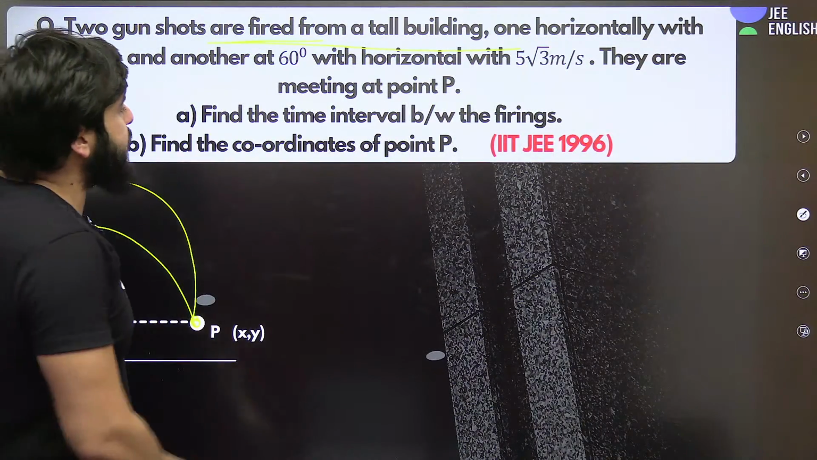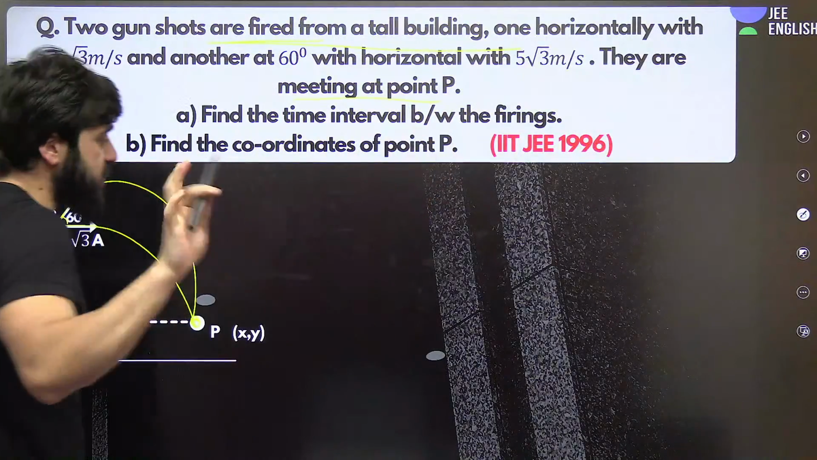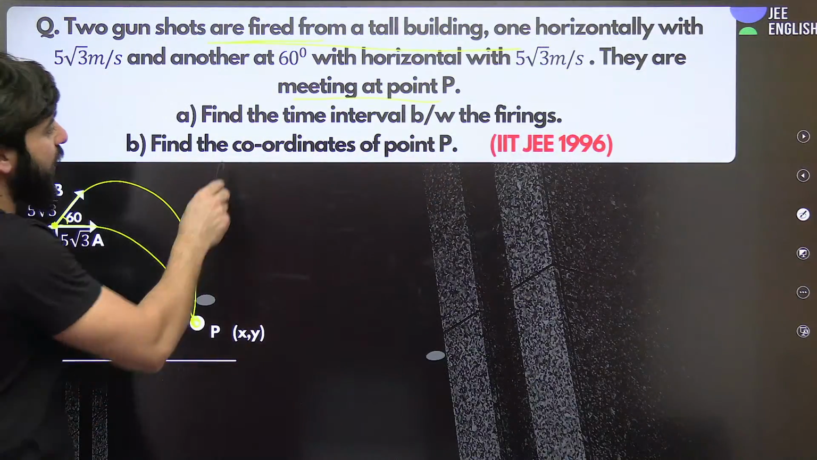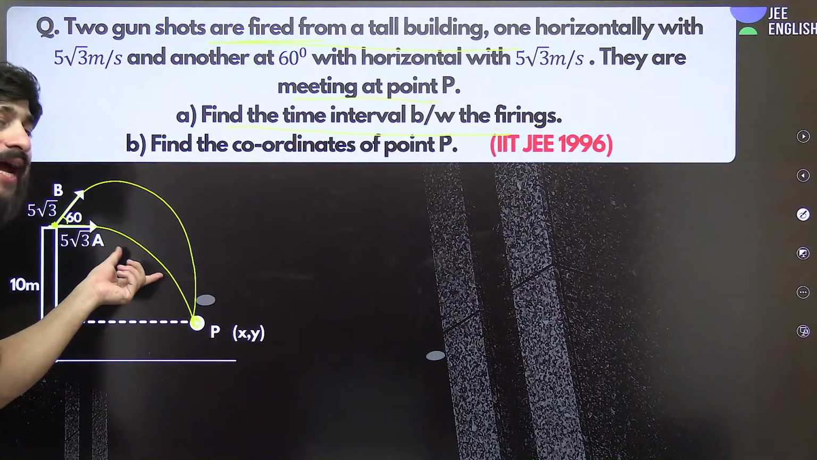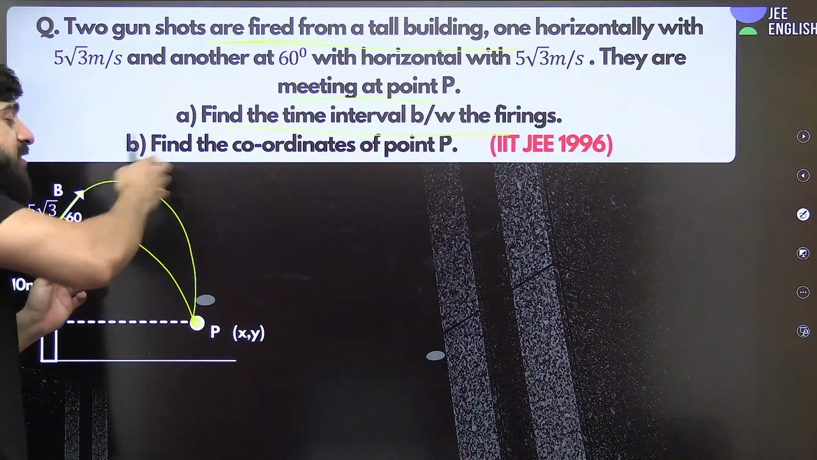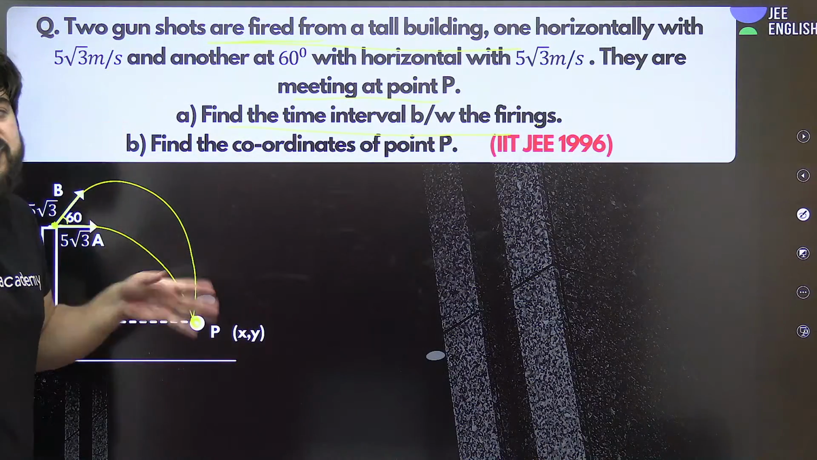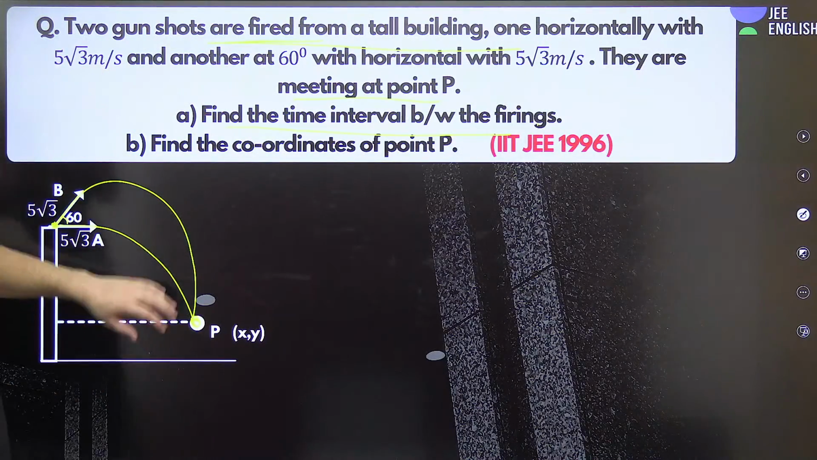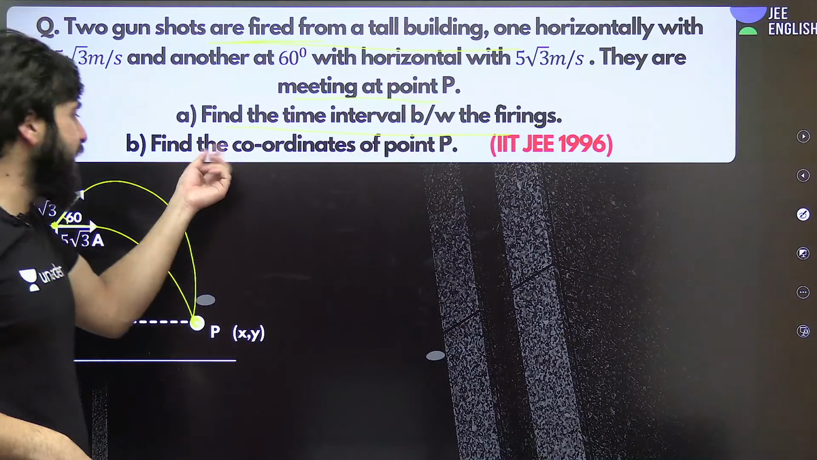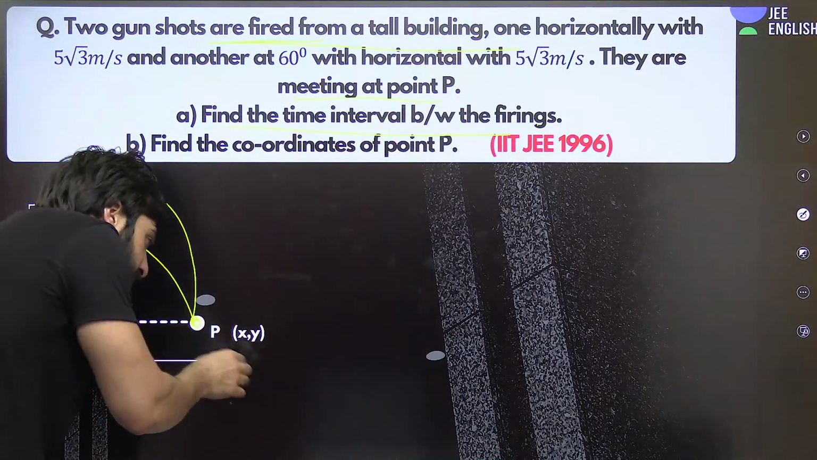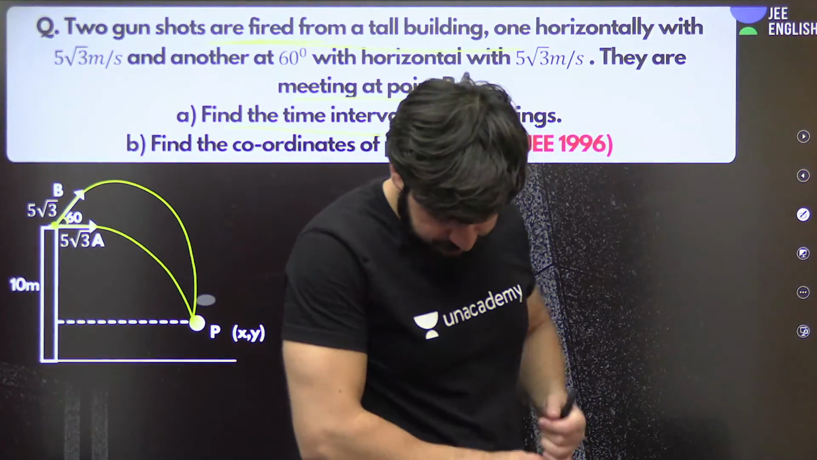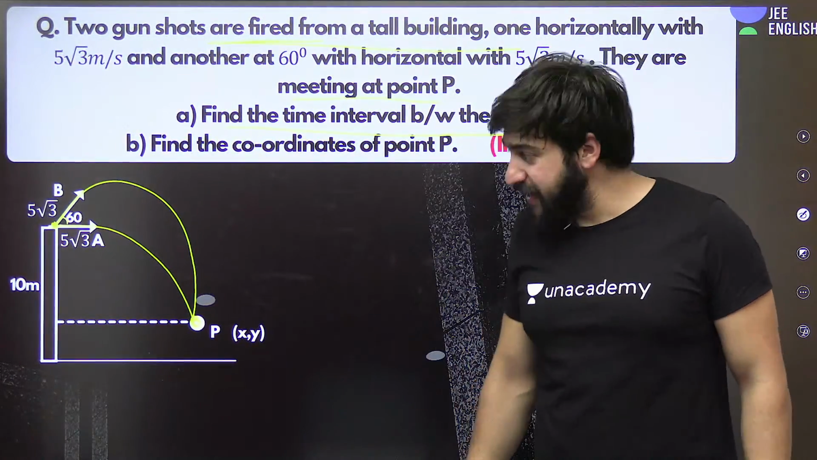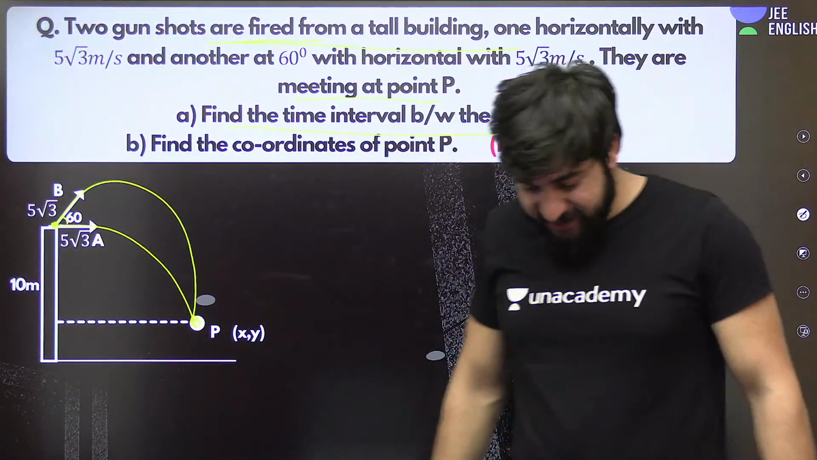What we are supposed to find is that they are meeting at point P. The question is itself saying, find the time interval between the firings. If this is having the time t1, this is having the time t2, then t2 minus t1 is the time interval. What is the time difference? Understand? The next point is to find the coordinates of this point P, x comma y. Can you tell me the answer of this question? Yeah, that's great. A is 1 second.